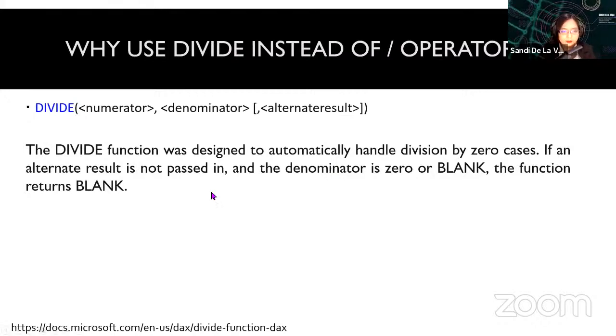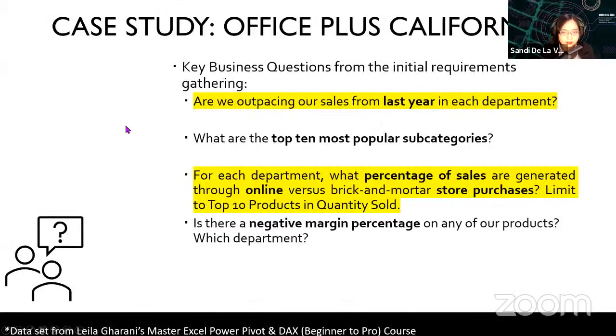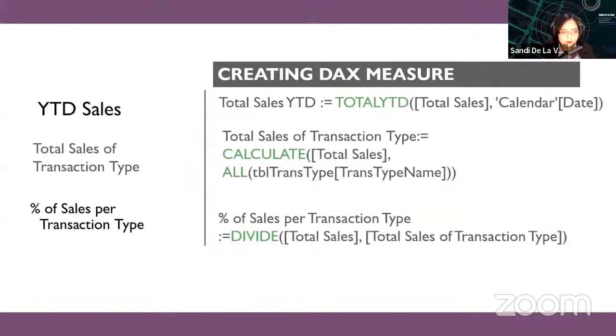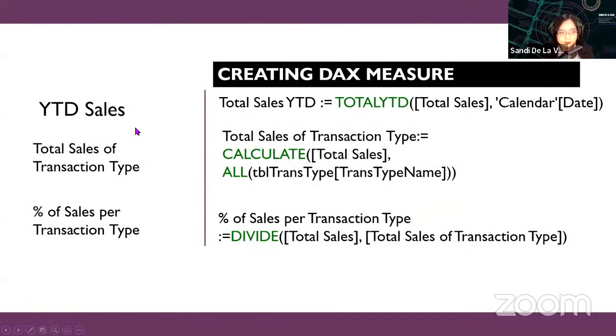Next would be to answer another set of business questions. What we need to answer are: are we outpacing our sales from last year, and what is the percentage of sales? We need to calculate this new set of DAX measures, the year-to-date sales and the percentage of sales per transaction type. So why do we need that?